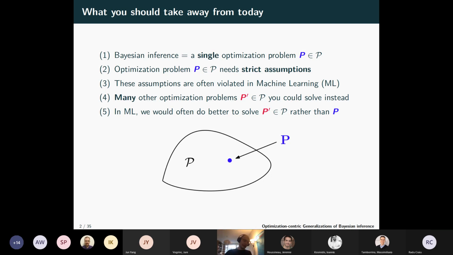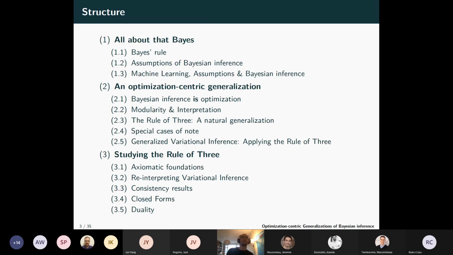And then in particular contexts, namely in statistical machine learning, these assumptions will often be violated, and so the question imposes itself whether you should really be targeting this one specific problem. And today I'd like to argue that there are many other problems you should consider, and that there are situations where it's indeed very beneficial for you to consider these alternative problems. So on a very abstract level, that's what my message will be today.